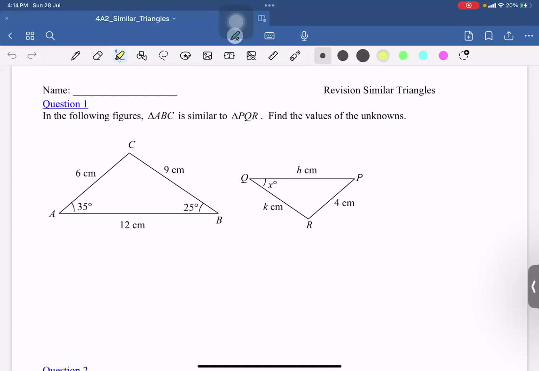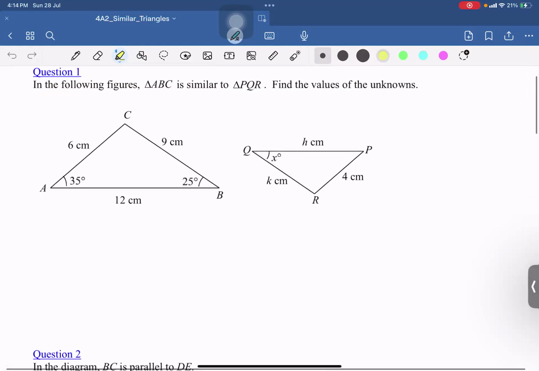This part of today's lesson, we're going to look at revision for similar triangles. We have learned this concept in Sec 2 and also in Sec 3. So here we go through some of the main concepts through the use of 4 simple questions in this worksheet. Let's take a look at the first question.